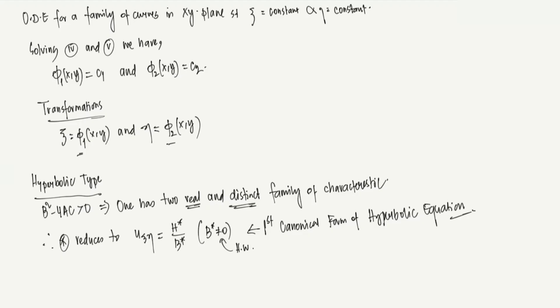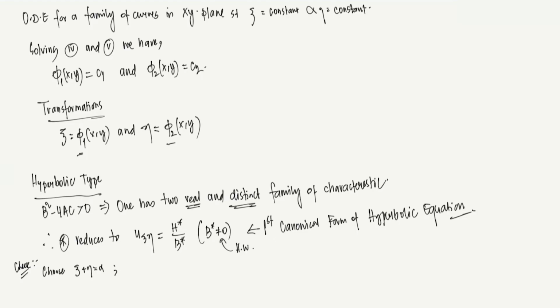Canonical form is the most fundamental form, the simplest form. You are already given an equation in a particular coordinate system, and we are changing the coordinates into a different kind of coordinate in such a way that the equation becomes much easier to solve. That's the point. And this also I want you to check, this is very, very important. Initially we have x and y. We change it to xi and eta, and that gives us the first canonical form.